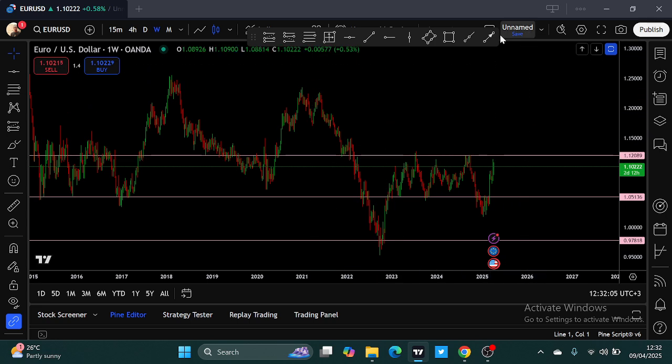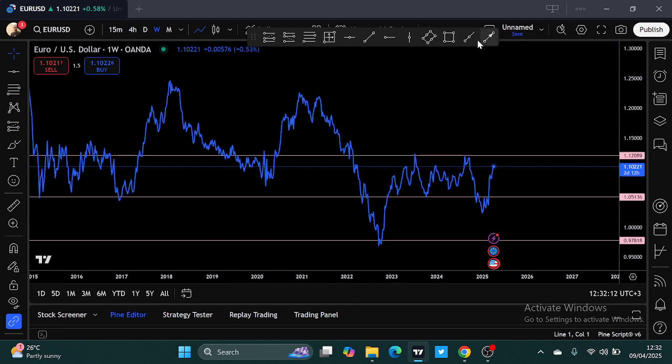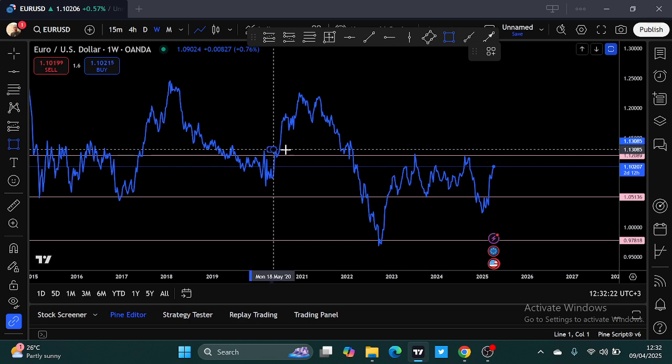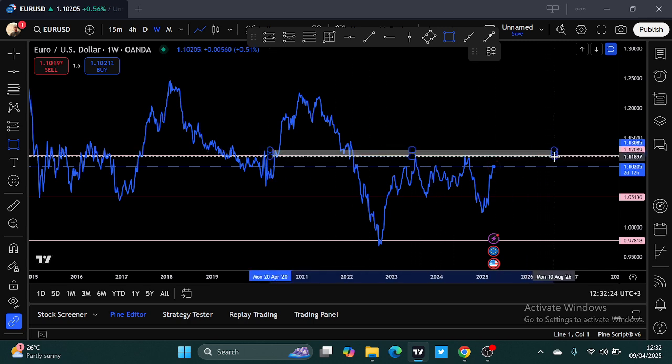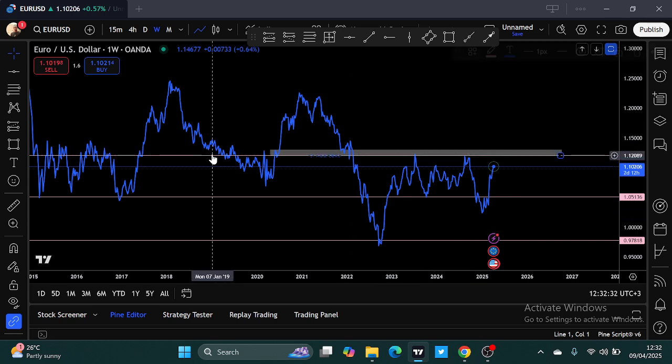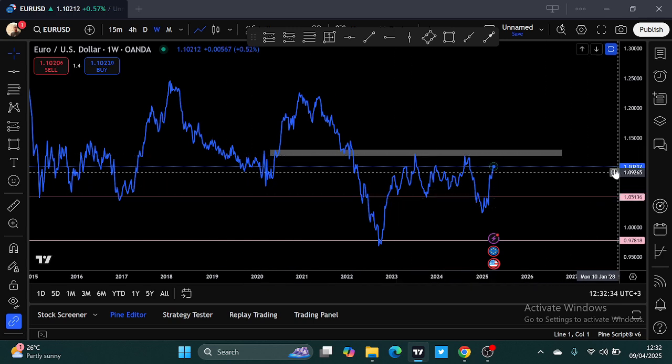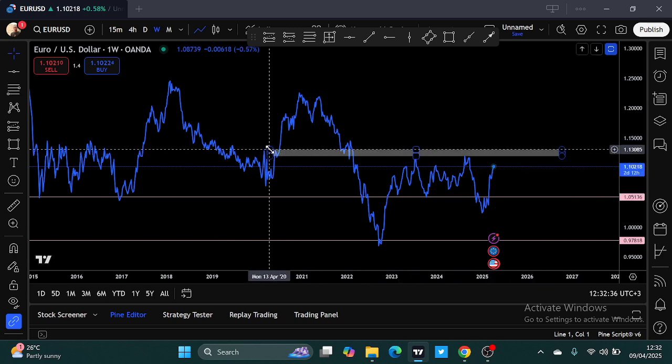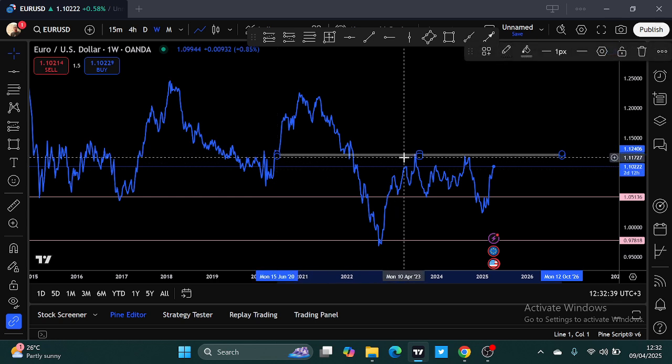So now you're going to use the rectangle tool to draw support and resistance. So we are going to go back to the line chart, get our rectangle tool. Remember we said the areas that have the most touches. Get our rectangle tool and then draw a box over those touches like that. You see that box? Then after, delete this line to make it clean. So now you see that box I've drawn. Just try to make it clean.